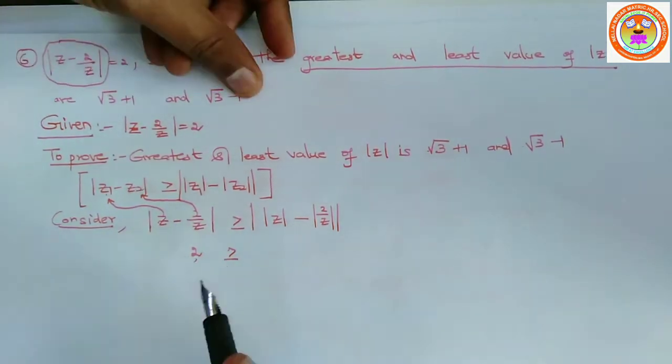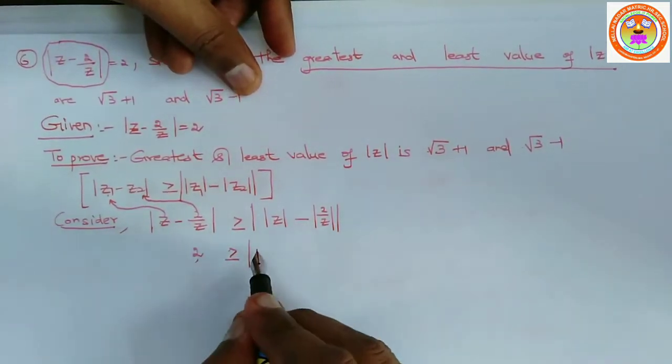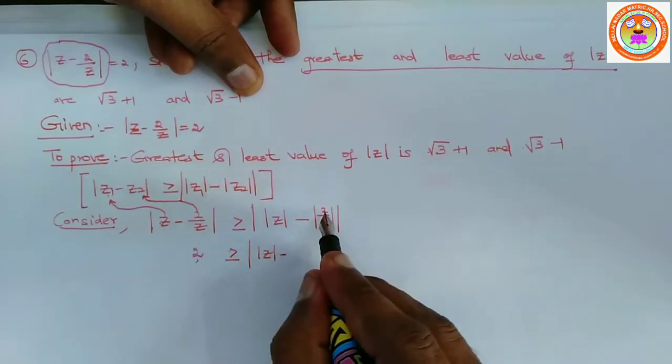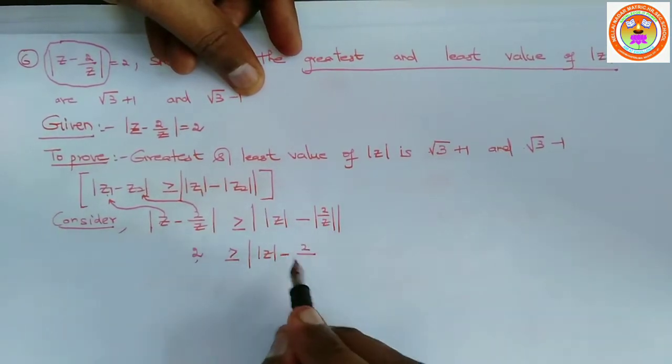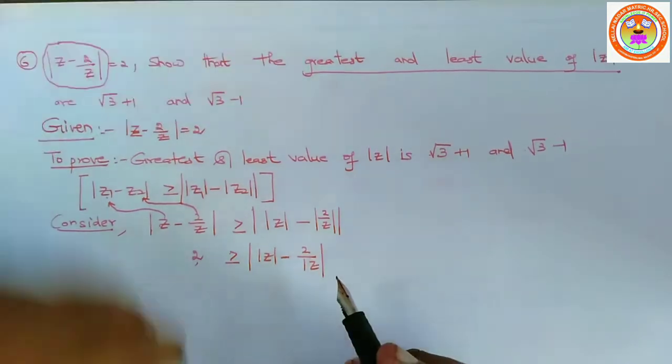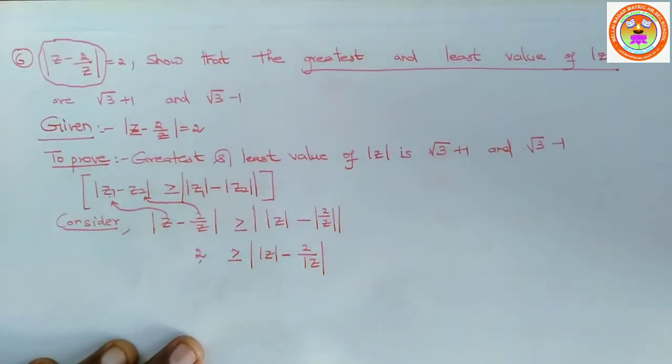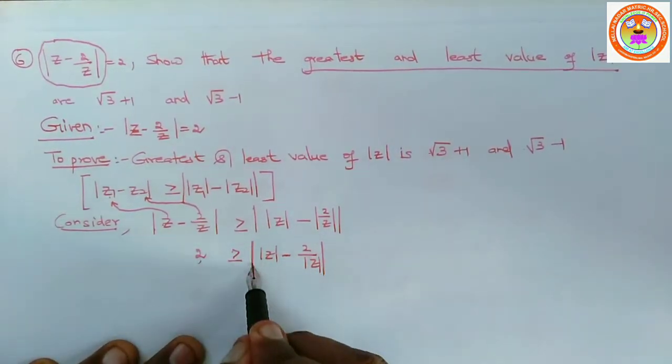So this value 2 is greater than or equal to the whole modulus of modulus z minus, what is modulus of 2? 2, so 2 divided by modulus of z. So next, what can we do? Next, I am going to remove this modulus.